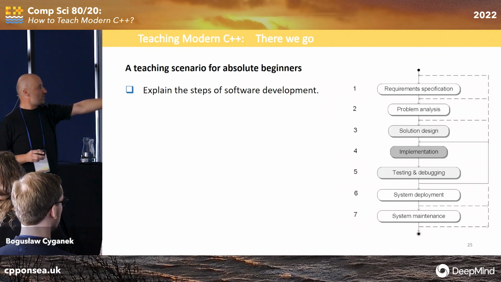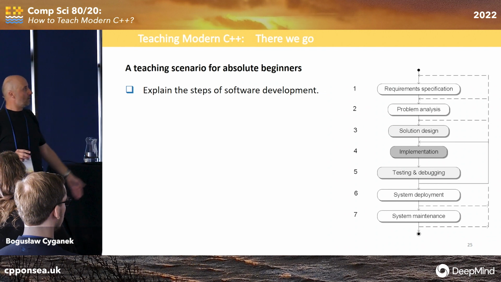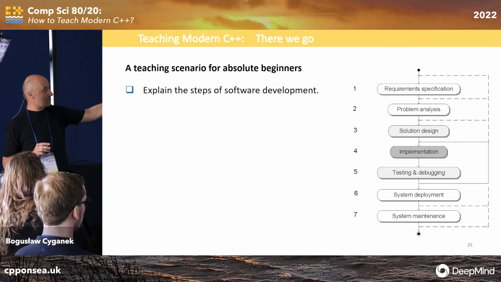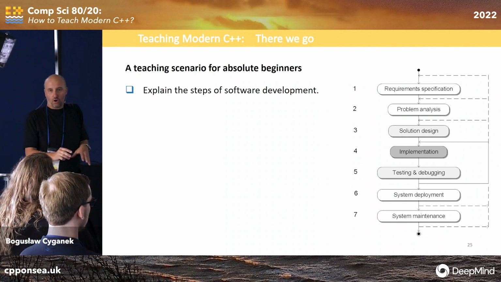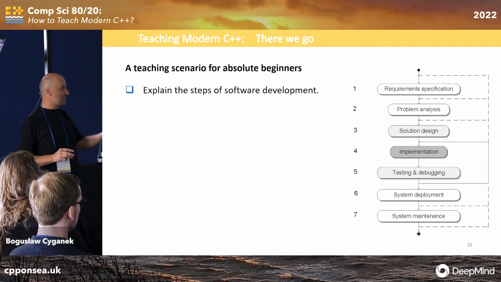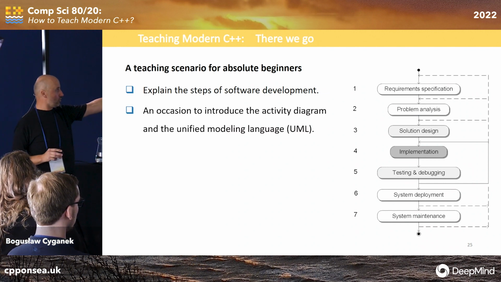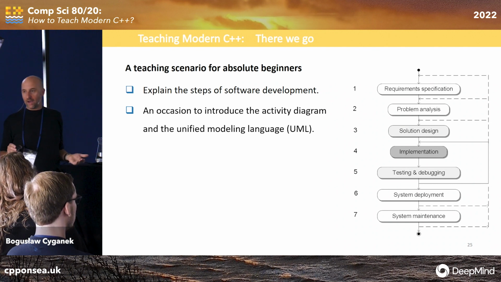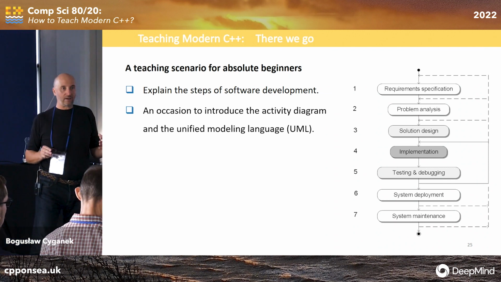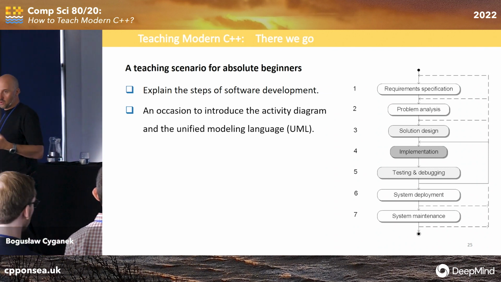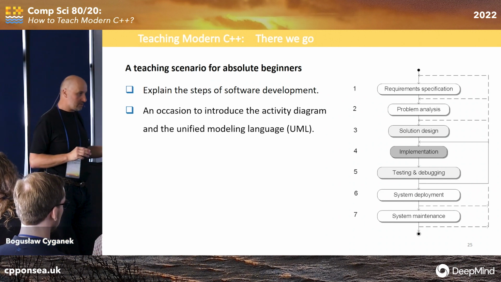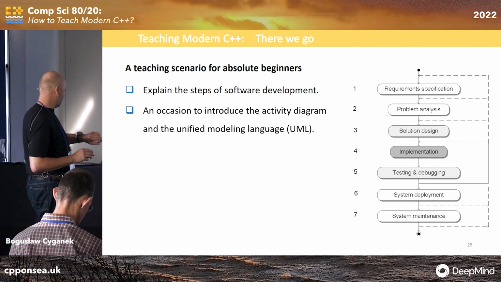Yeah? So teach this. There is not much time to show that we need requirements, we need problem analysis, solution design, implementation, then the code, but also testing and debugging, system deployment, system maintenance, and on occasion you can show some UML. Why not? It's quite fast, and your students will acquire more knowledge about UML, about software development, with a little bit of C++ as the main focus.